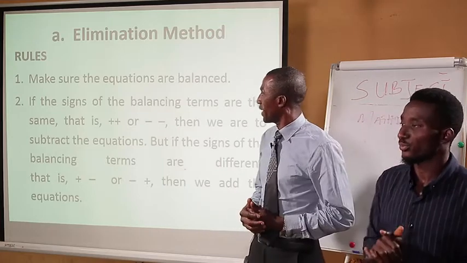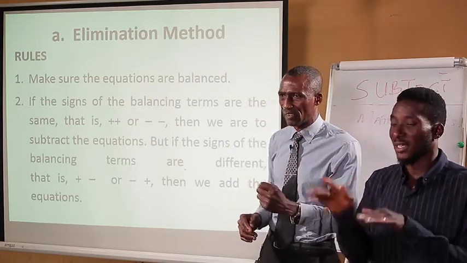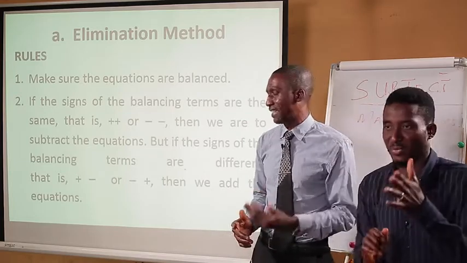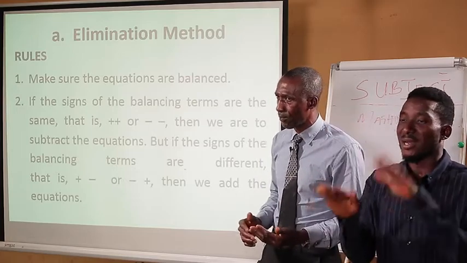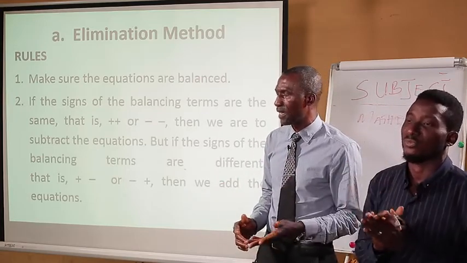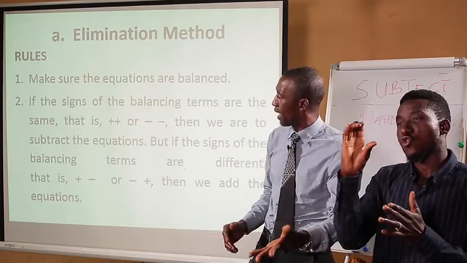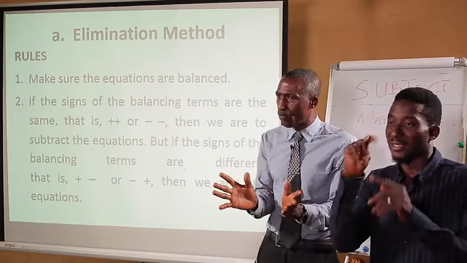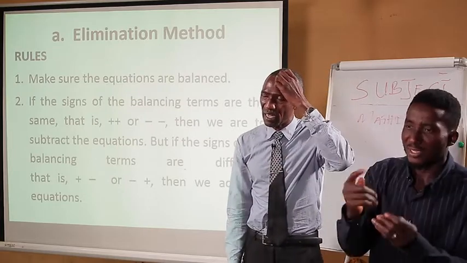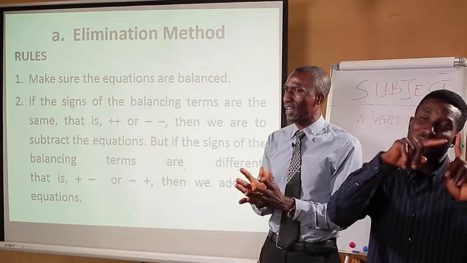Then rule number 2: if the signs of the balancing terms are the same, that is, plus plus or minus minus, then we are to subtract the equations. The subpart is the converse of the one. That is, if the signs of the balancing terms are different, that is, plus minus or minus plus, then we are to add the equations.